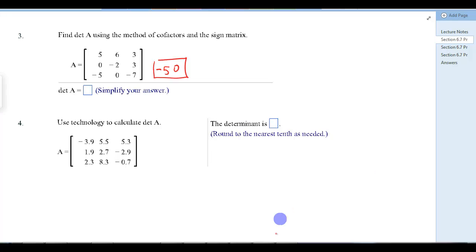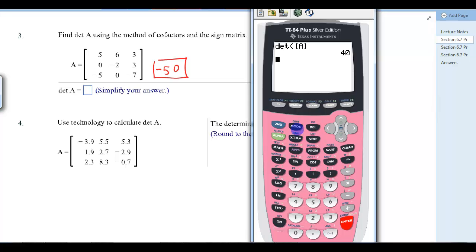So we want to do that same thing we did before. We want to go to mode. We want to go down to float and over to 1 decimal place and hit enter. So now everything is going to round to the tenths. All right. So let's go back in, second matrix, over to edit, and we have a 3 by 3.